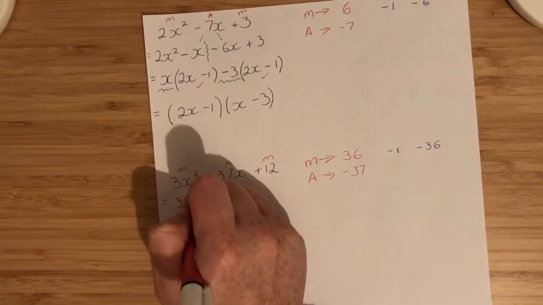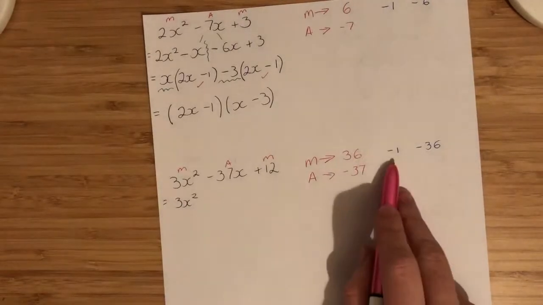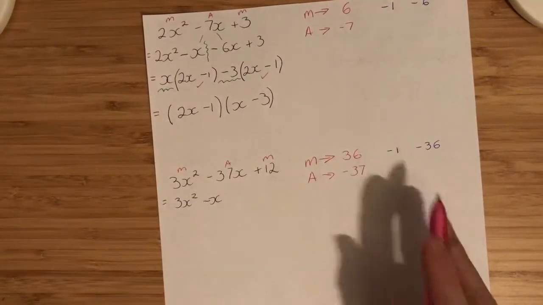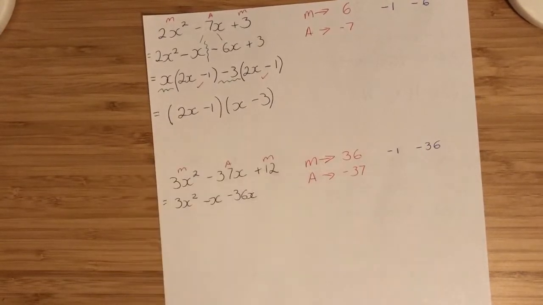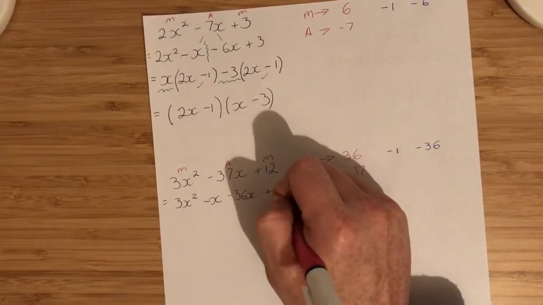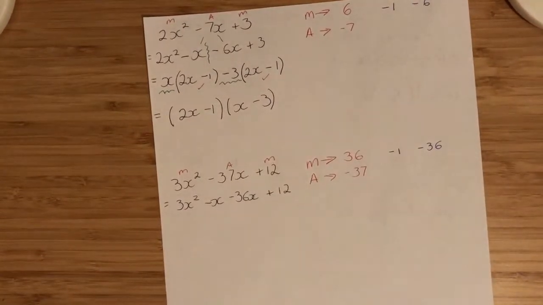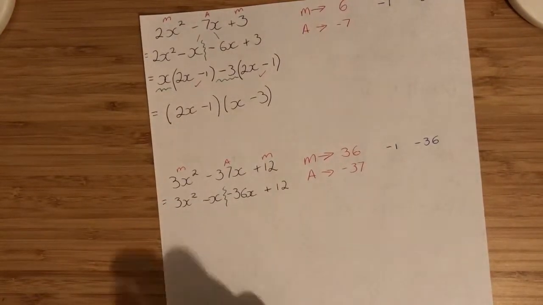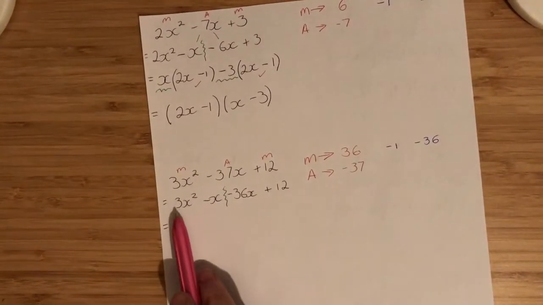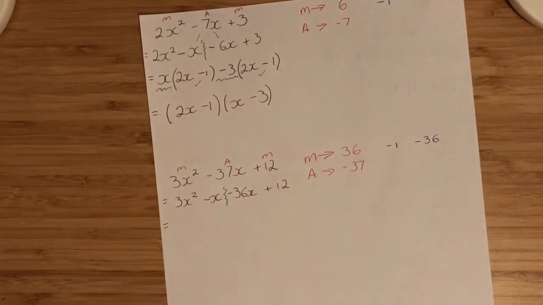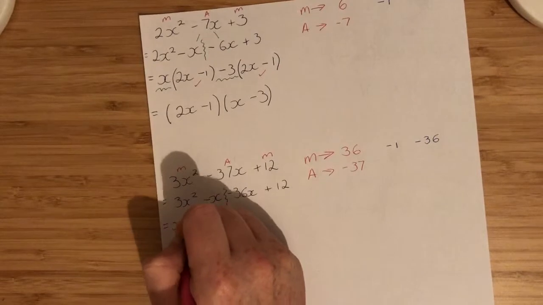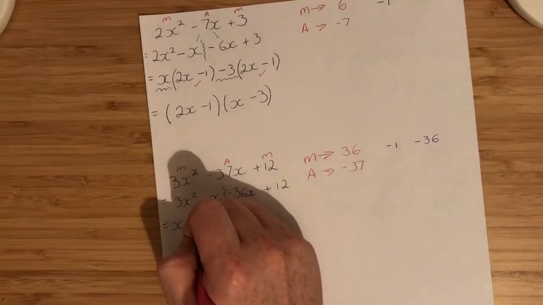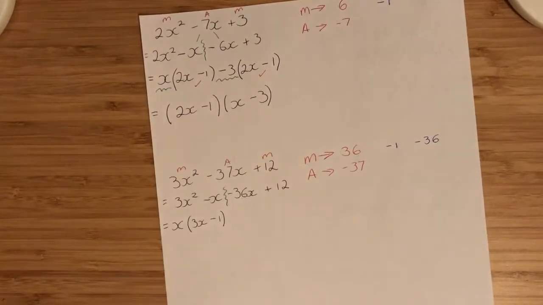So let's write that out. The 3x squared stays the same. You break that minus 37x into minus x, minus 36x. Don't forget to put your x's back in there. And you still have a plus 12. All right, next step, break it into 2 different halves and take out the highest common factor. Highest common factor for 3x squared minus x is just going to be x. So x, open the brackets, 3x minus 1. Because x times 3x is 3x squared, and x times minus 1 is minus x.